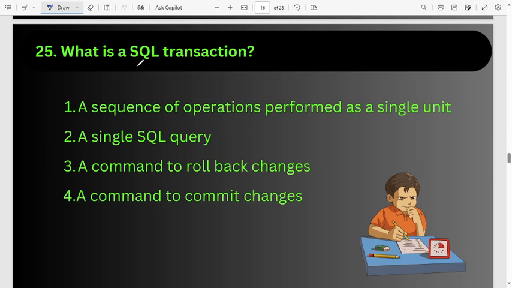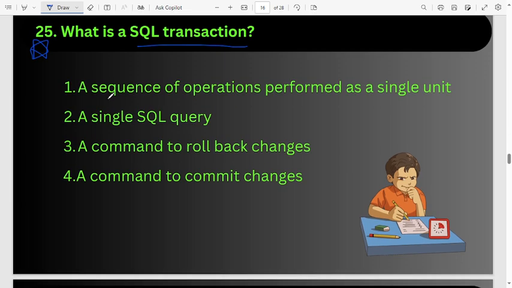What is SQL transaction? It is important. All the questions are important, but some may come in this 25. So what is SQL transaction? SQL transaction is a sequence of operations performed as a single unit.